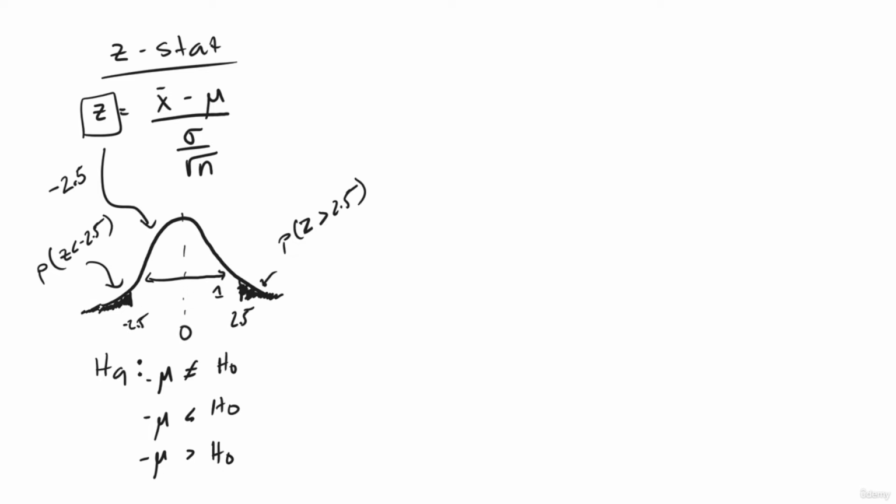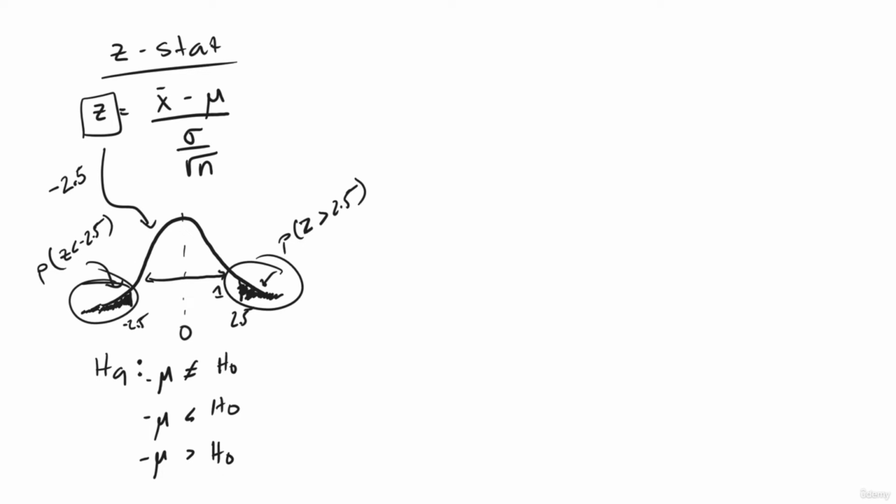For this first one, mu not equal to the null, we're going to care about the chance of getting a value this extreme to the left of it, and then we're also going to care about getting a value this extreme to the right of it. We're just trying to see, is it equal to the null or not? And we don't really care if it's less than or greater than.